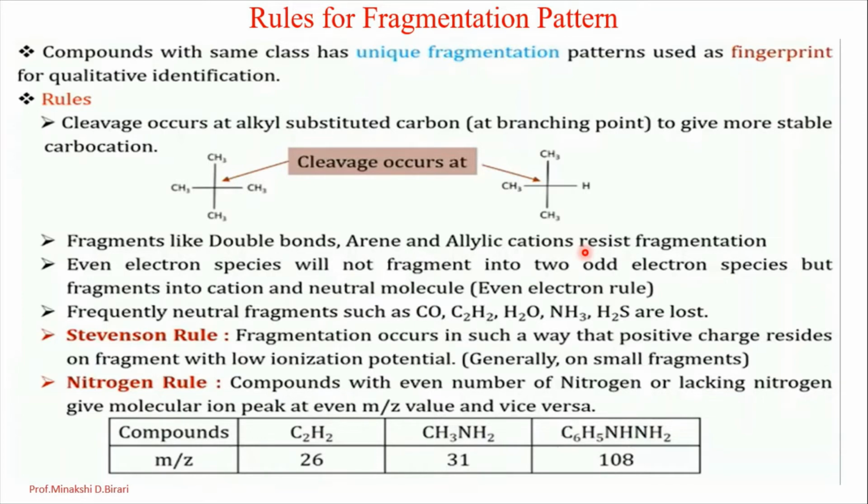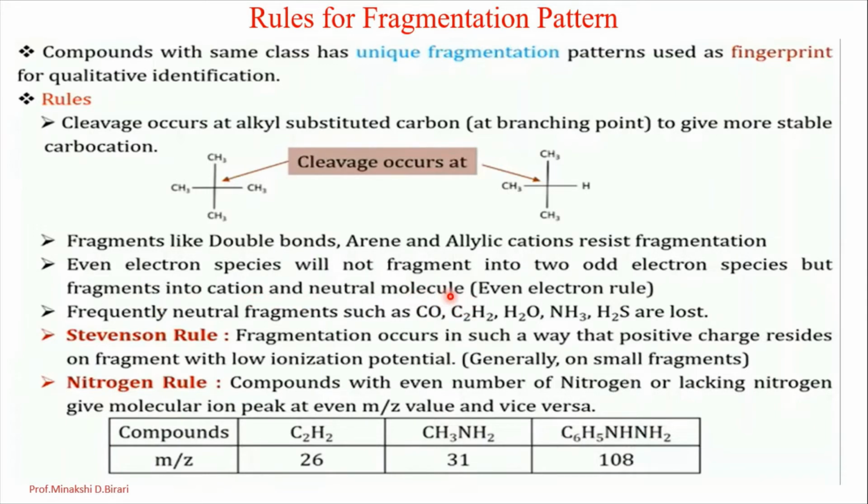Then the next one, the even electron rule. So what is the even electron rule? Even electron species will not fragment into two odd electron species, but fragment into a cation and a neutral molecule. So it is called the even electron rule. Such an even electron species will not fragment into two odd electron species, but will fragment into a cation and a neutral molecule.